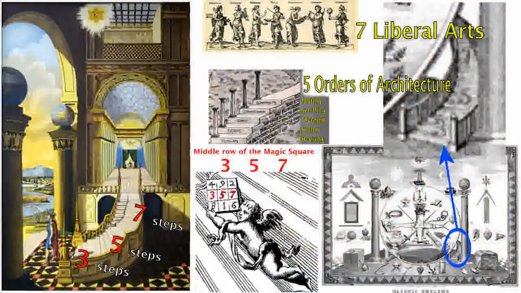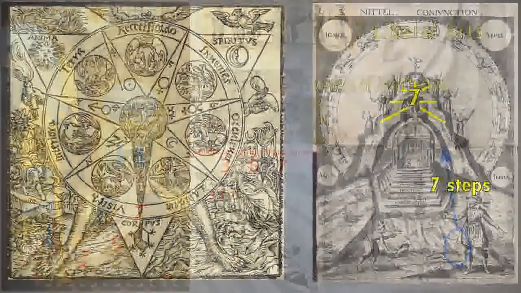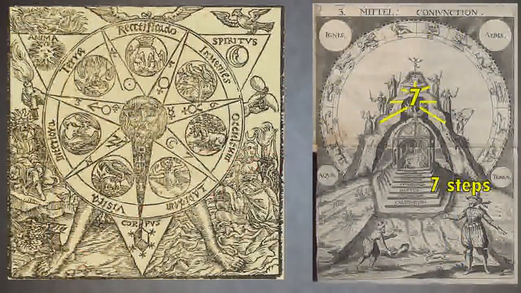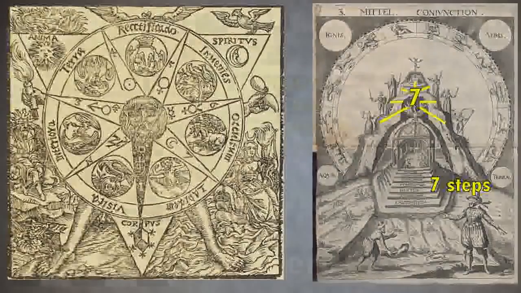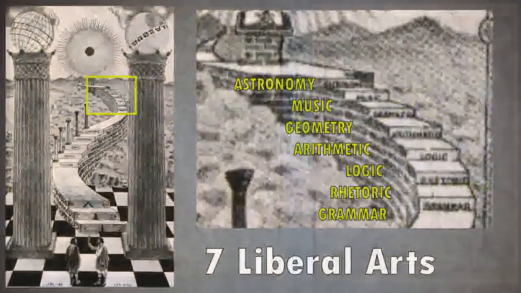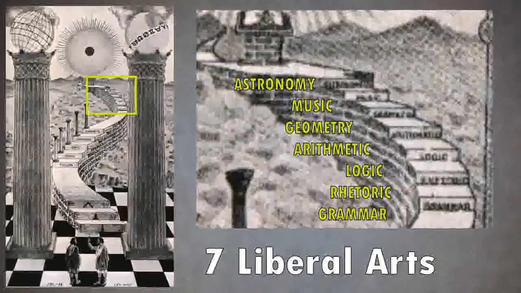So the 3, 5, 7 in the magic square, the 3, 5 and 7 steps as a common symbol in the tracing boards. But have a look at 7. So again, these are older, the proto-tracing boards, the ones from the early Enlightenment, early Renaissance, before formal lodges that are more common today. But the 7 liberal arts as well, so astronomy, music, geometry, arithmetic, logic, rhetoric and grammar.